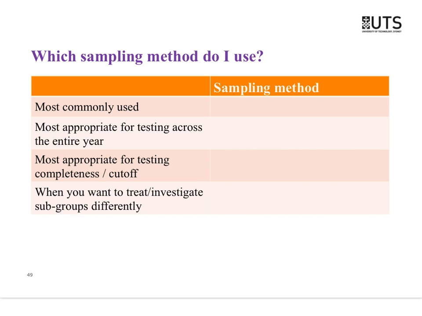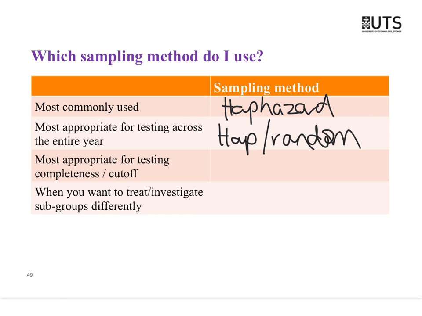Okay, so in terms of sampling methods, most commonly used is haphazard. For testing across the entire year, it could be haphazard or it could be random. For testing completeness or cutoff, if you're doing cutoff testing, you only want to test around the end of the financial year, then you might want to have a block. Or if you want to treat different groups differently, you would stratify or break them down into smaller groups. You don't have to stratify if you don't think that you need to.